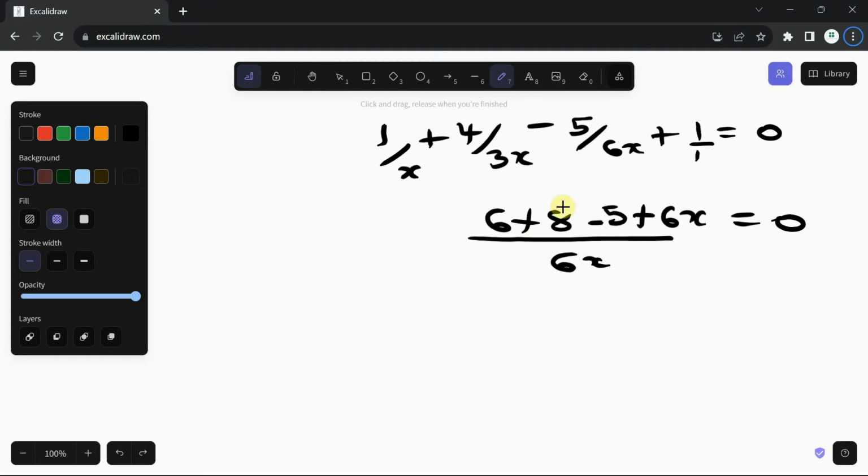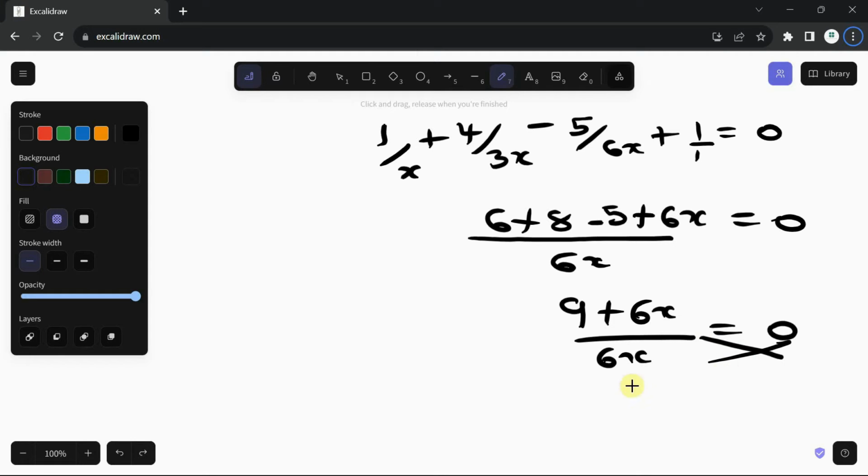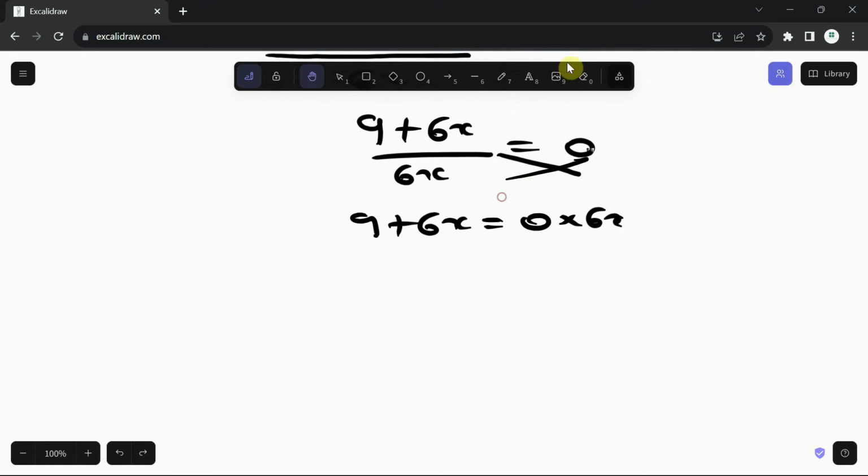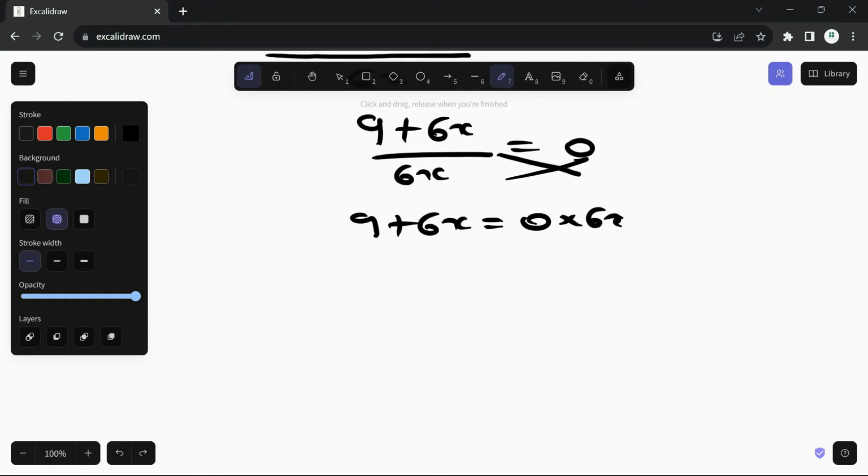So if I simplify the top, 6 plus 8 is 14. 14 minus 5 is 9. So this is 9 plus 6x all over 6x is equal to 0, right? Then I can cross multiply, right? So if I cross multiply, this would be 9 plus 6x is equal to 0 times 6x. And as you know, anything multiplied by 0 is 0. So I can simplify this and say 9 plus 6x is equal to 0, right?